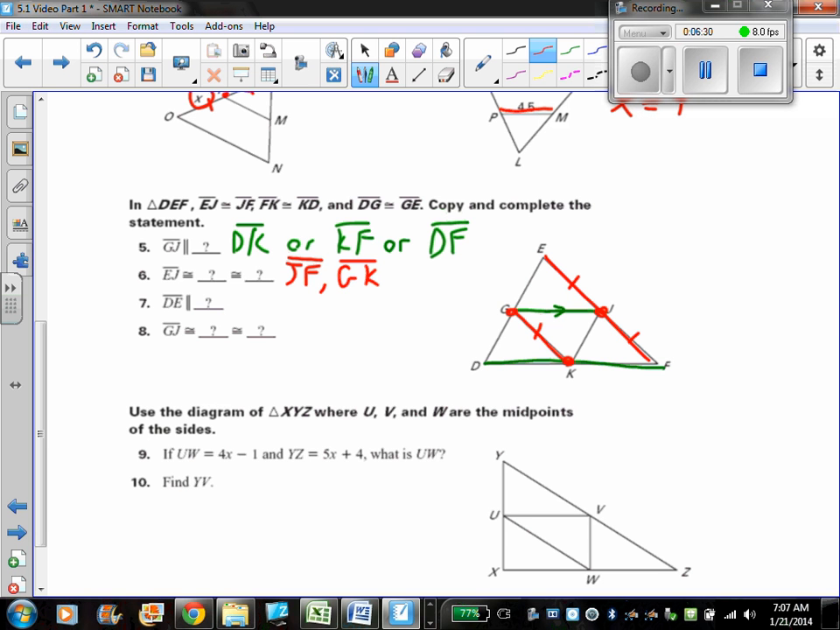Problem 7 and problem 8 are fairly similar to those ones, so I can leave those to you to try out and see if you can do them correctly. But that's basically how those ones work.